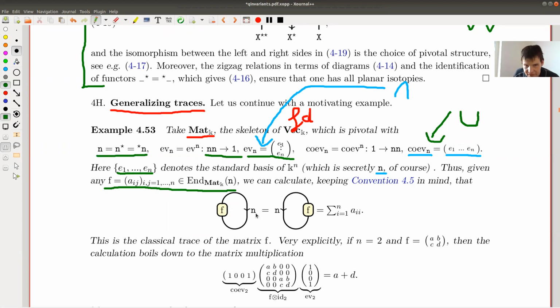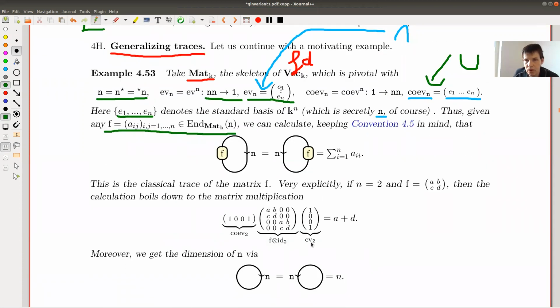So you do a cap first. I will do an explicit example here in a second. You do a cap first. You do your matrix. You do a cap afterwards, and this is exactly the trace of the matrix. So this picture here, or this one, they're the same. This is just a trace of f. Trace f.